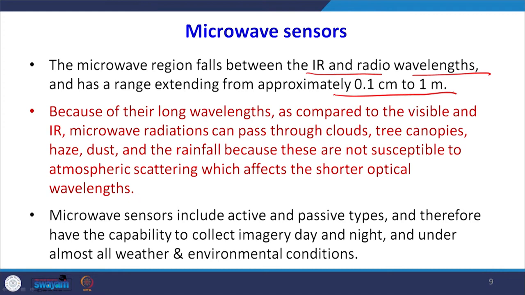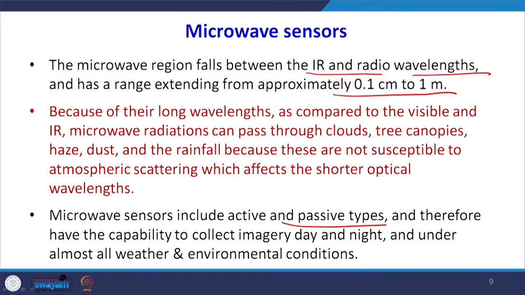Normally 0.1 centimeter to 1 meter wavelength region we define as the microwave region, and because of this long wavelength region, the microwave radiation can pass through the clouds, tree canopies, haze, dust and the rainfall. That is the advantage of using the microwave data. In the optical data, we can get the cloud cover, and if the environment is hazy or dusty, then also we will not get very clear images. But here we will get very clear images because these longer wavelengths can penetrate through these. Also, atmospheric scattering is not there. So that is why these microwave images have been found to be very, very useful.